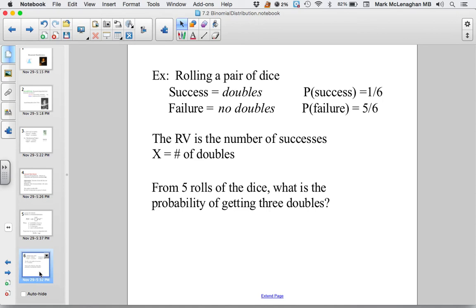Okay, so an example: say we're rolling a pair of dice. Successes are doubles, failures are non-doubles. So the probability of success is 1 over 6, and the probability of failure is 5 over 6. Our random variable is the number of successes, so the number of doubles. In this case, we're going to roll it 5 times, so n is 5. Our question is, from 5 rolls of the dice, what is the probability of getting 3 doubles? So n is 5, x is 3, p is 1/6, and q is 5/6.